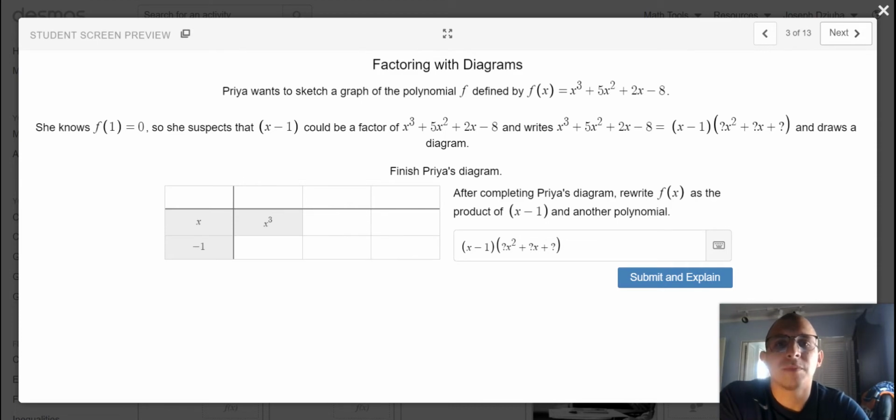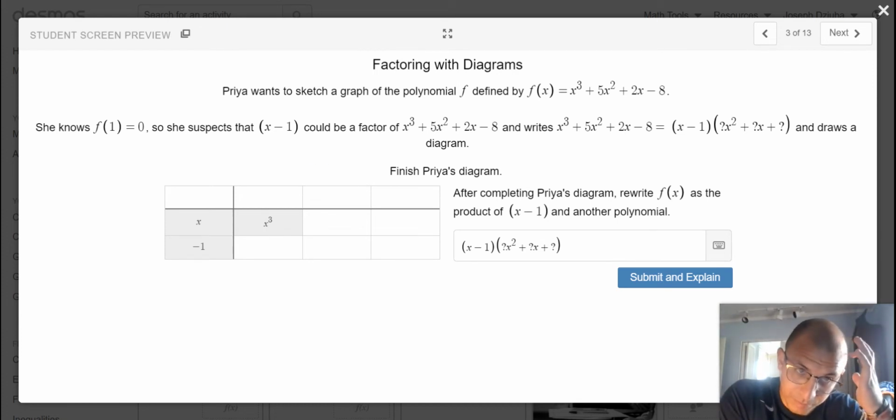So Priya wants to sketch a graph of the polynomial f defined by this function. If you look at the function, you'll come to notice that even though there are 4 terms, it is not a function that is factorable by grouping, nor are there any other techniques that we can utilize in order to determine what the factors are for this particular polynomial. We do know that a characteristic of the polynomial is f of 1 is equivalent to 0. So we suspect that the expression x minus 1 could be a factor of this polynomial.